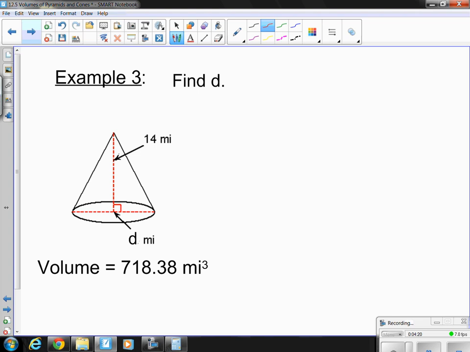Example 3, find the diameter. So here I'm looking for the diameter, and I'm given a volume and the height of a cone. So volume equals 1/3 pi r squared h. So I can find r by plugging in 718.38 equals 1/3 pi times my radius, what I want to know. I'm going to leave it as r. You could put in 1/2 d and then solve right for d, but I'll come back and solve for d after I know r.